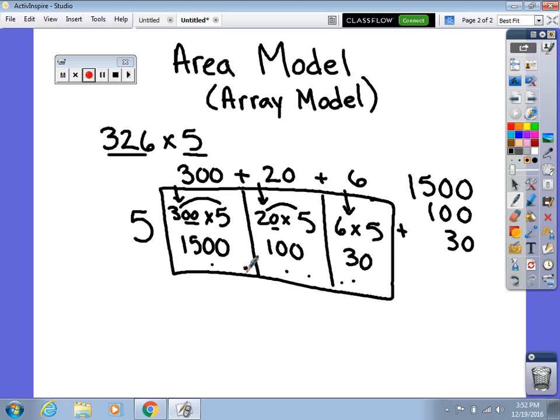A lot of times students have gotten all of the answers right in these boxes, but then when they come over to add, they're not lining up the place values in the right way, and that's a really important step. You need to line up the ones, the tens, the hundreds, the thousands. So then at the end we can add. So my final answer for 326 times 5 equals 1,630.